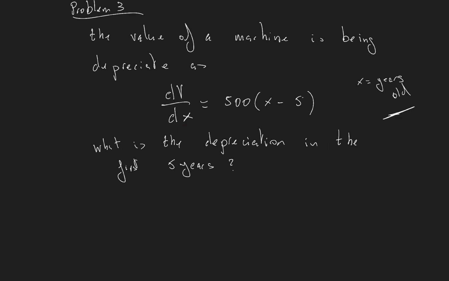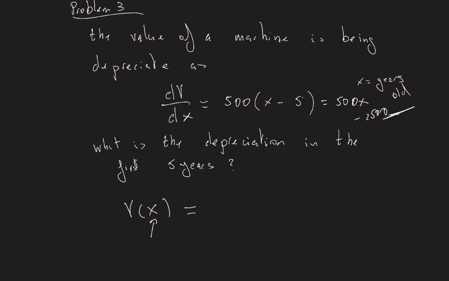This is the change in the value of the machine per unit of time. What is the value of the machine? First question: what is the value as a function of the years, of x? Well, I need to find a function whose derivative is this function. And this function is 500x minus 2,500. So I need to find a function whose derivative is 500x minus 2,500.